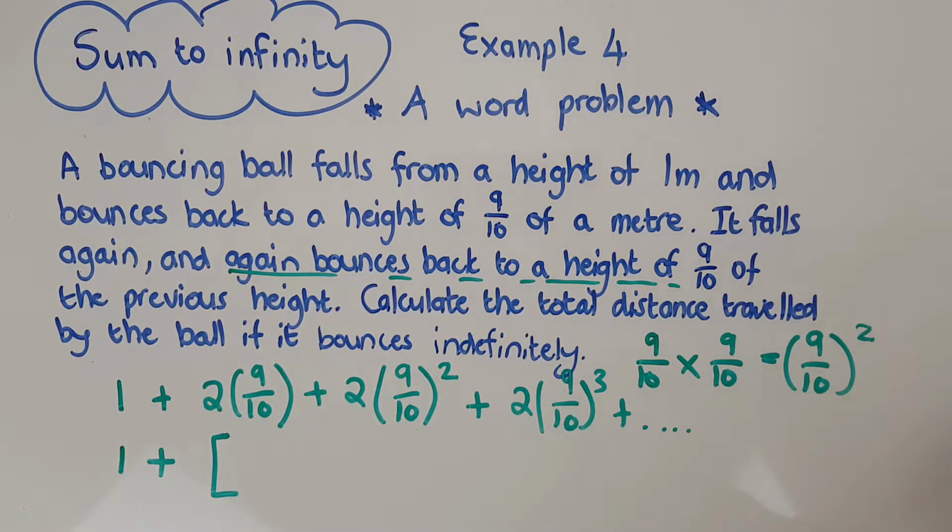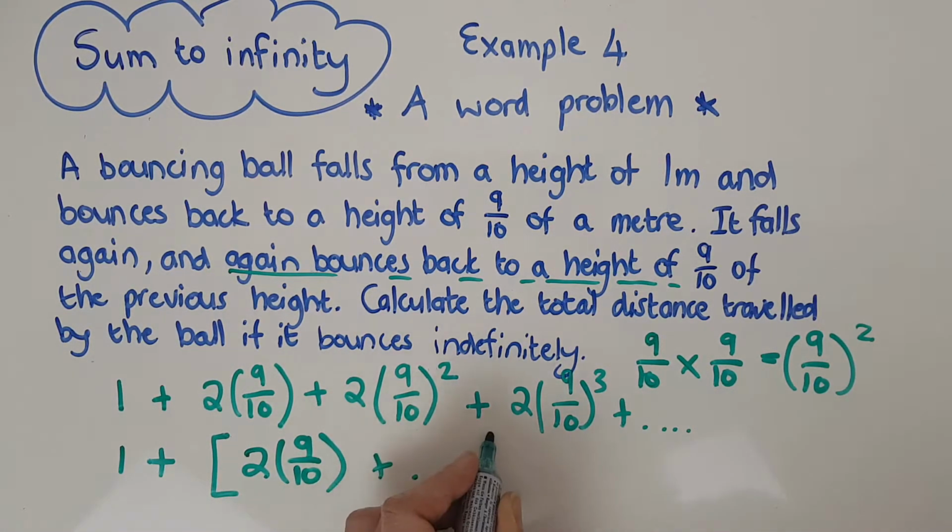Just checking, is it a geometric series? If I take that divided by that, the 2's will cancel and the square will cancel, so I'll end up with 9/10. If I take this one over that one, I'm going to end up with 9/10. So yes, it fits the criteria. It is in fact a geometric series. So this whole thing is going to be inside as my geometric series. By the way, this is 2 times 9/10. So it's not 2 and 9/10. Otherwise I wouldn't put brackets there.